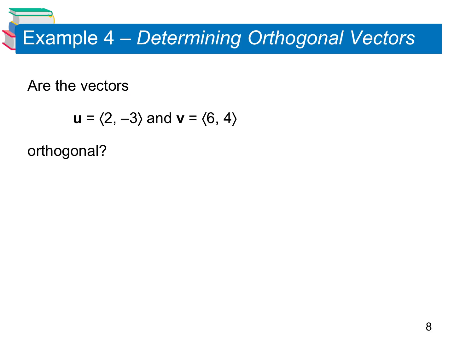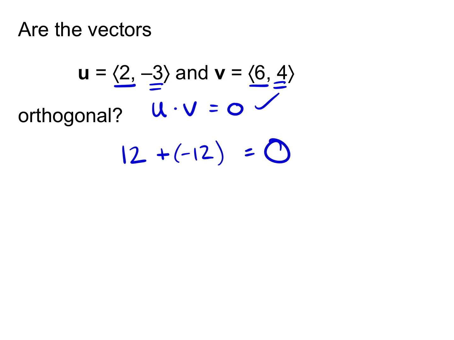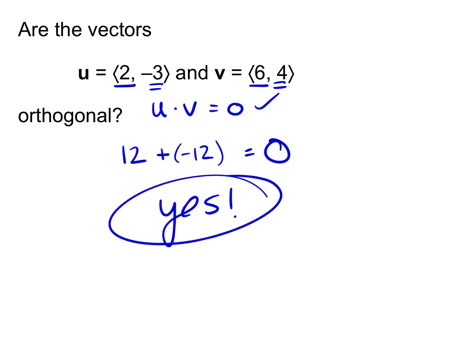Are the vectors orthogonal? So let's take the dot product. We want to find the dot product of u and v. If it equals 0, then it would be orthogonal. So the dot product, we do the first number times the first number. What's 2 times 6? 12. Plus the second number times the second number. What's negative 3 times 4? Negative 12. What is 12 plus negative 12? 0. If we get 0, are they orthogonal? Yes. So if the dot product gives you 0, your two vectors are orthogonal.